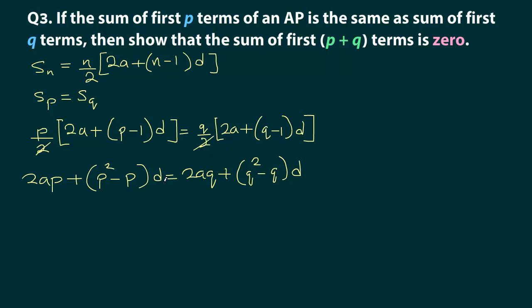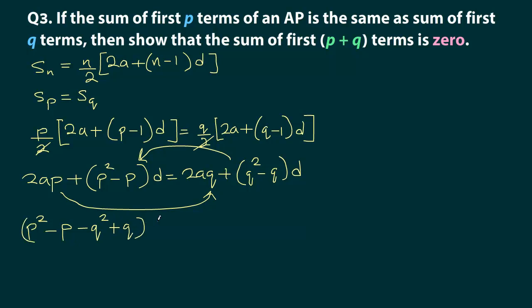Now we want to find the value of d in terms of a. So we are going to get this d term over here, and we'll get this other term on the other side. So on the left side we will be left with p square minus p, then minus q square plus q, and then we will have d over here. This will be equal to 2aq minus 2ap, because this term will now go here and become negative.